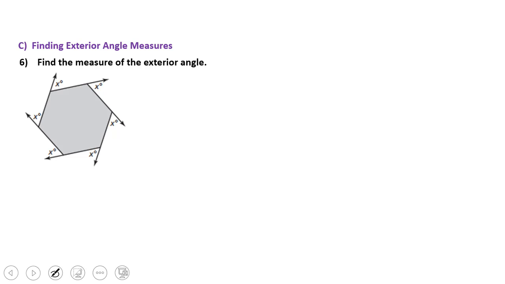Find the measure of the exterior angle. When I take a look at this figure, I see that we have 1, 2, 3, 4, 5, 6 exterior angles. They all say X. They're all the same. Uh-oh, what does that mean? From our previous video, it means that this is a regular polygon. And we're trying to find the angle measure for every exterior angle. We can do it for the interior. Now we're doing it for the exterior.